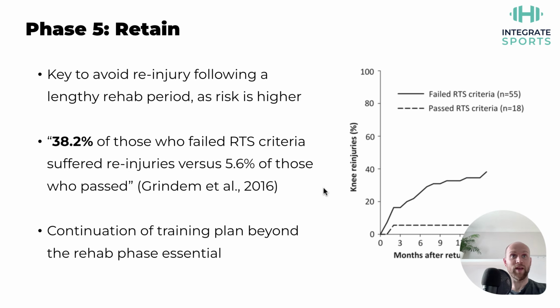Lastly, then, in the retain phase, this is where you're now back playing sports. You've passed the ACL protocol, you've passed the test, you've got 95 or above. You don't just want to stop at this point. And the reason for that is this graph here, which I referred to earlier around the percentage risk of re-injury. So the key is to avoid re-injury following a long rehab process, because you don't want to do all this work and then just stop doing any work altogether, because obviously your body adapts and then it stops adapting as soon as it's not given an overload stimulus or it's not continued to be challenged over time.